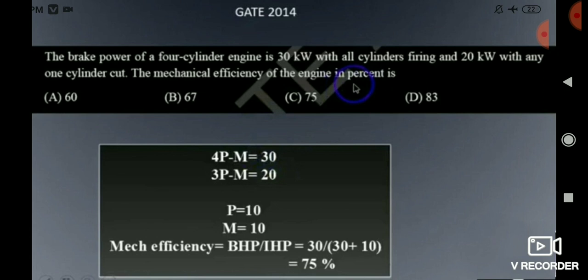Friends, whenever you see such types of questions, you write them in equation form. Friends, you should remember that the frictional losses are always constant, whether it is a 4 cylinder, 3 cylinder, or 2 cylinder, the frictional losses are always constant for the engine. Means whatever the engine is given, the frictional losses don't vary, they are constant.